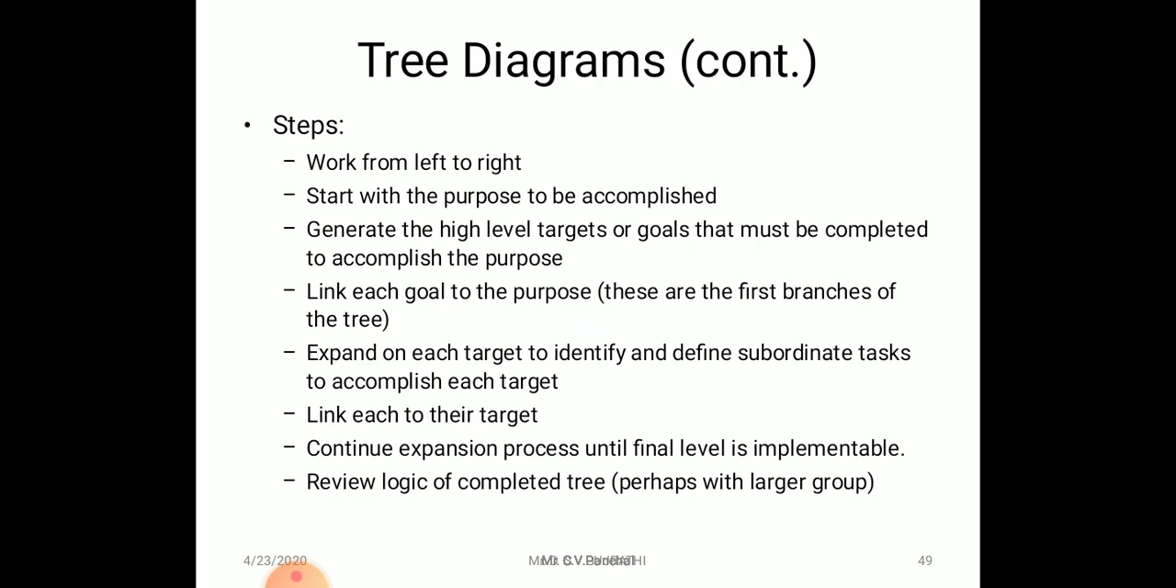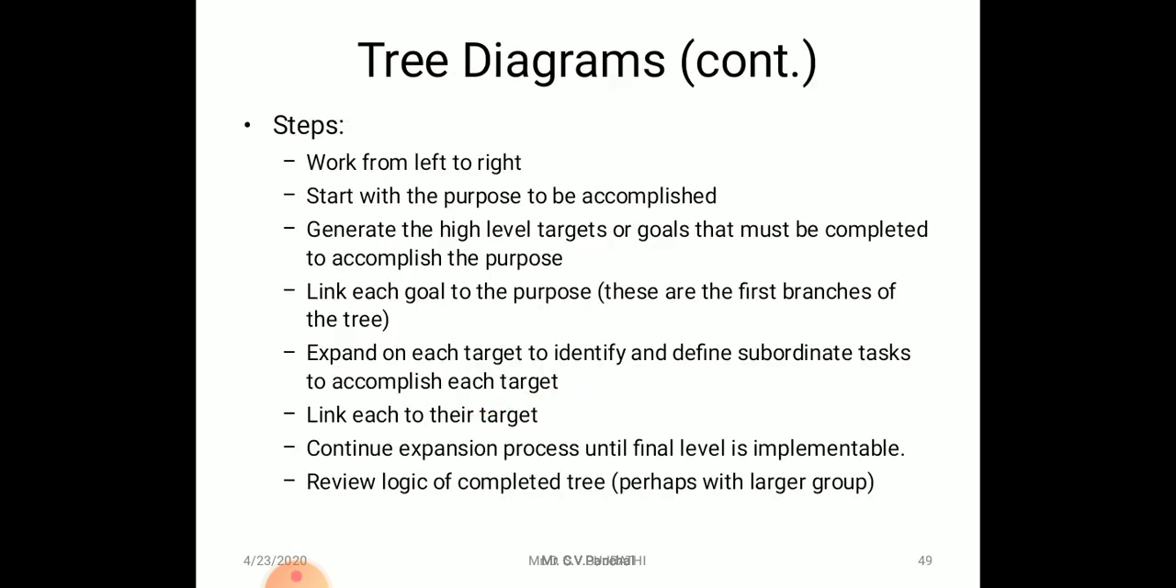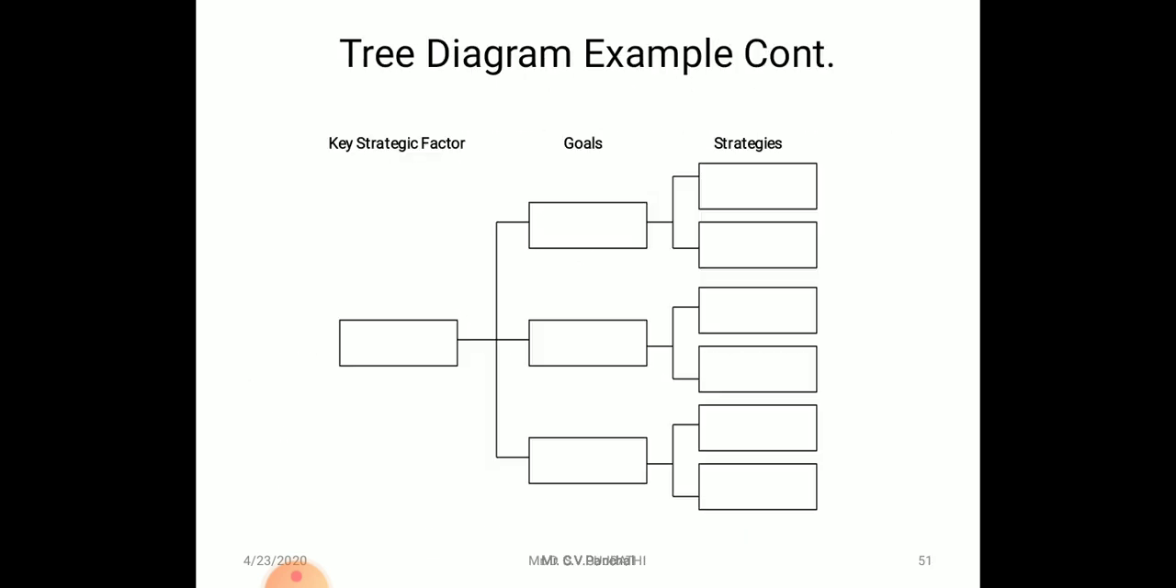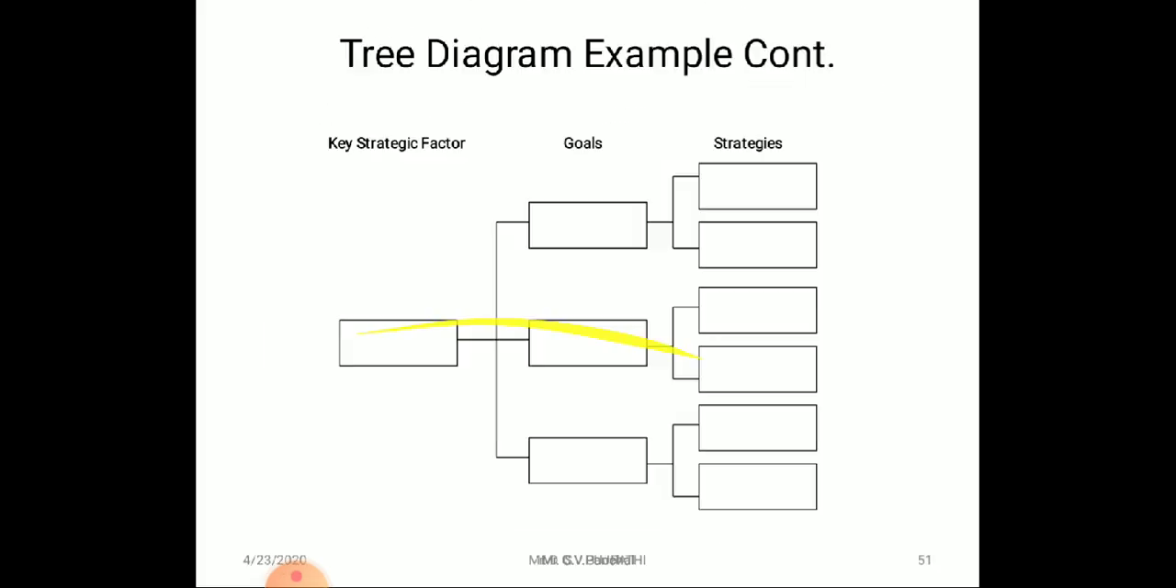Now we'll see the steps. So the example is deploy a quality plan or develop objectives, policies and implementation steps. Now how you will do that? Steps: work from left to right. Always remember that tree diagrams work from the left to right. Start with the purpose to be accomplished. So now here strategic plan. So this key strategic factor is our purpose.